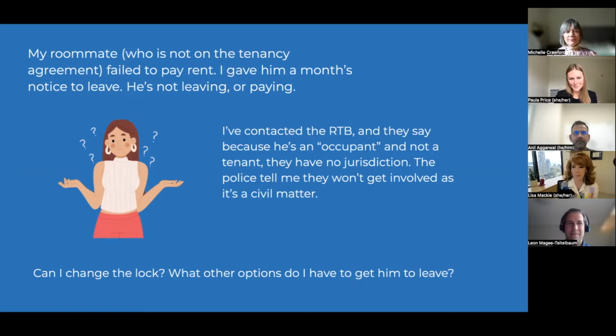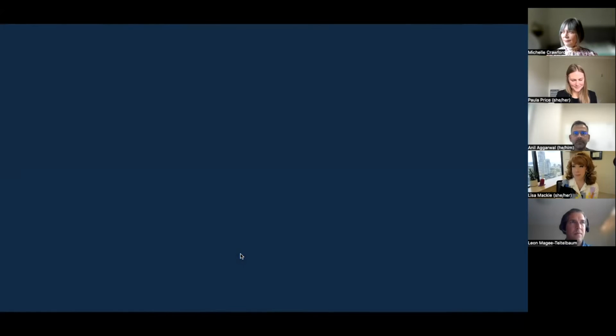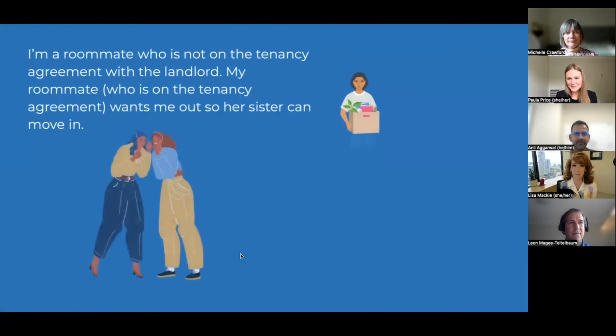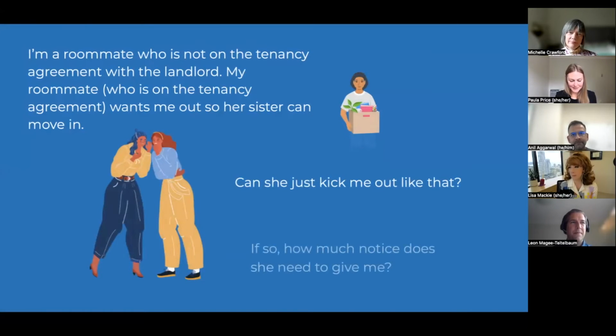Super. Thank you so much, Lisa. We have another roommate question, and this one is for you, Anil. I'm a roommate who is not on the tenancy agreement with the landlord. My roommate, who is on the tenancy agreement, wants me out so her sister can move in. Can she just kick me out like that? If so, how much notice does she need to give me?